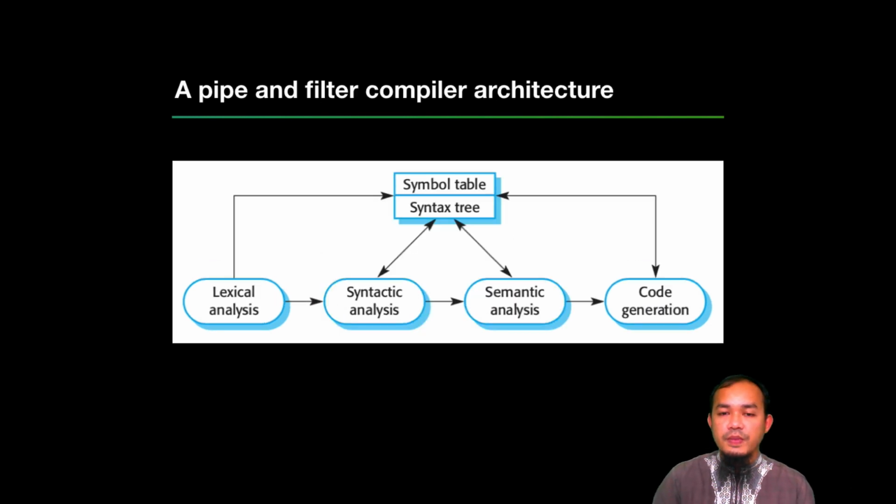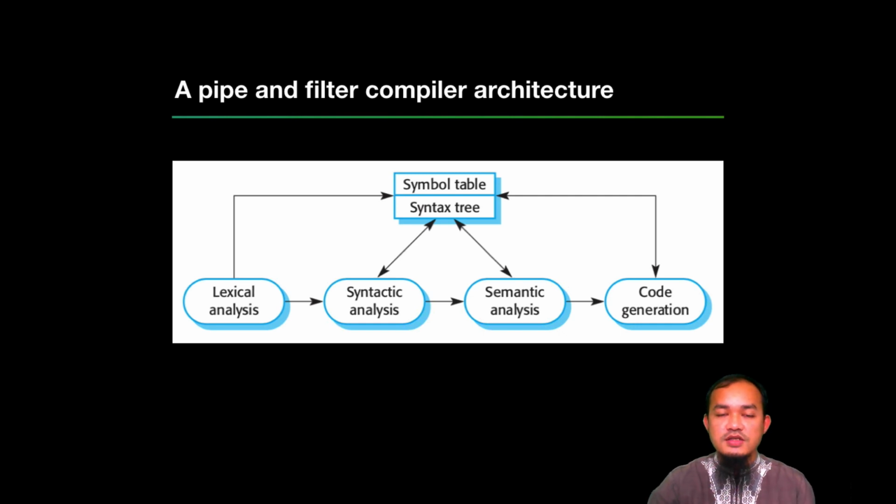This is the pipe and filter compiler architecture. This is the implementation of the pipe and filter compiler architecture. From lexical analysis, lexical means something human readable, human understandable. Syntactic is something about syntax, if else, this we call syntactic. Semantic is more meaningful, and then it can generate the code. This is the pipe and filter compiler architecture.